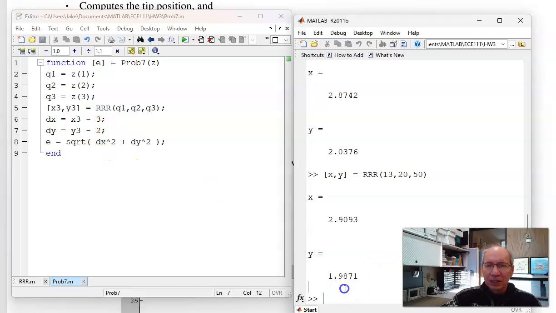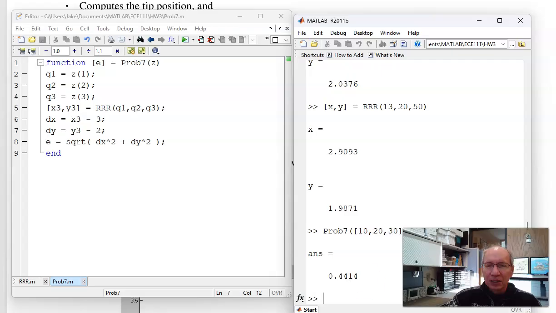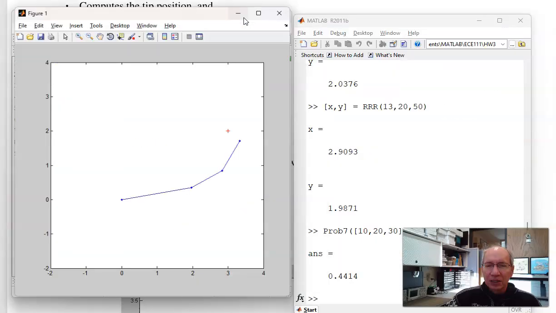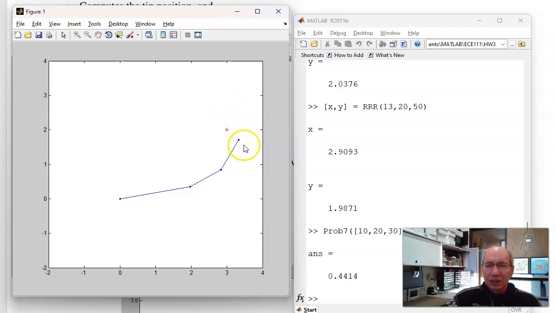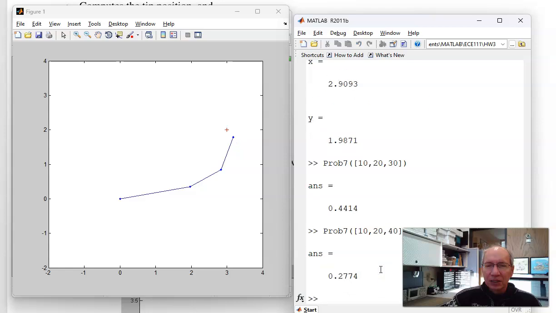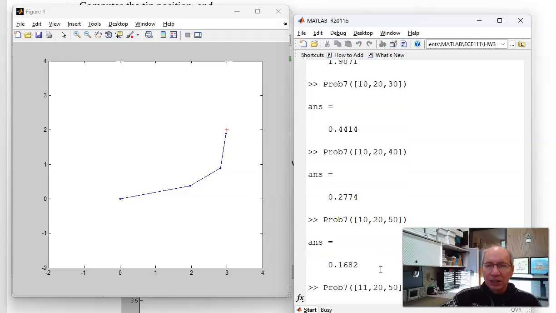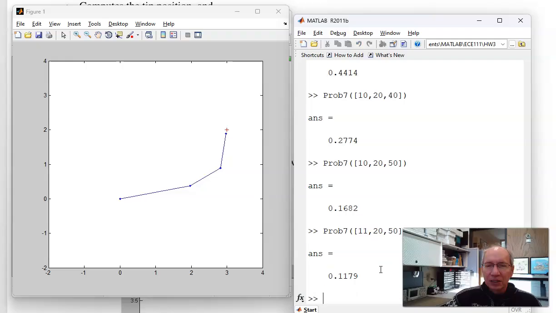So if I try that, I can say problem 7 of 10, 20, 30. And what that did is, here's the position, 10, 20, 30. I missed my target by 0.44 meters. Okay, let's make that 40 degrees. Better. 50 degrees. Ooh, really close. 11 degrees. Guess again. Or let Matlab guess for you.